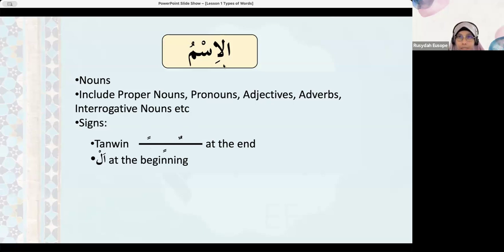Okay, only isim may end with tanwin. The other types of words, fi'il or harf, can never accept tanwin at the back of the word. And then another sign of isim is al. So when there's a prefix al at the beginning of the word, then it means that word is also an isim. That is also a sign of isim.